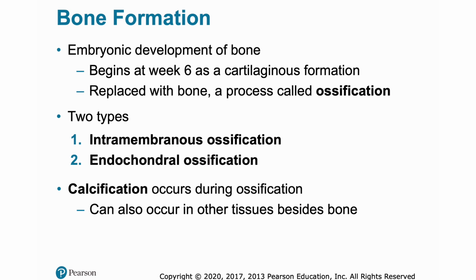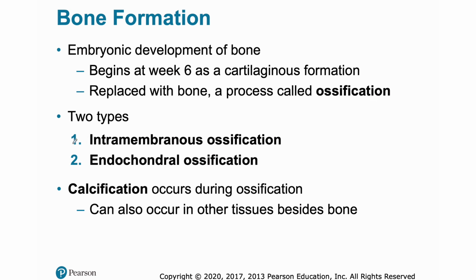Bone growth continues through childhood and adolescence, and portions of the skeleton generally do not stop growing until about age 25. During development, bone replaces cartilage, or in some cases, other connective tissues, like fibrous connective tissue. I'll explain in a moment. The process of replacing other tissues with bone is called ossification. Now, there are two forms of ossification.